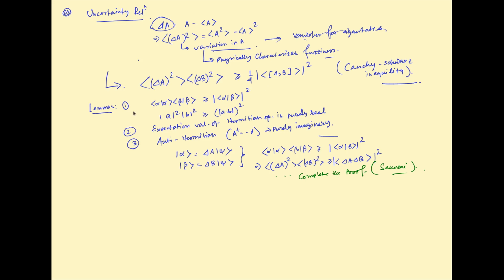This can be proved using three lemmas. Again, I will leave the proof as an exercise, but I will give a hint on how to do that. The proof can be done by noticing that for any vector this relationship is always true. It is trivially obvious: if you take two vectors a and b, their dot product will have a cosine of the angle between them, and cosine squared is always between 0 and 1, so it is always less than or equal to this. Now, the expectation value of a Hermitian operator is purely real and of an anti-Hermitian operator is purely imaginary. This second statement you already know, and the third statement you can prove very trivially.